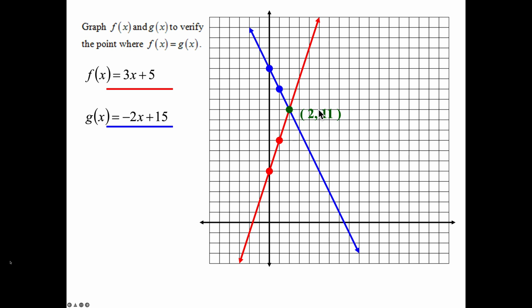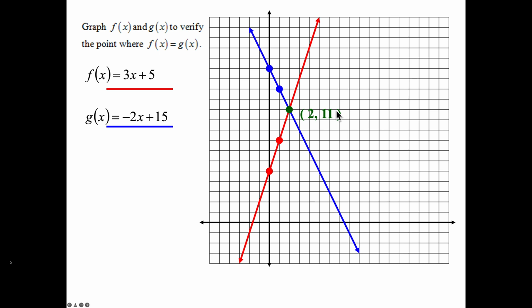Now, the 11, I could have also gotten that algebraically. Once you find the value of 2, when we did it algebraically earlier, take the 2, plug it into either function. 3 times 2 is 6, plus 5 is 11. Negative 2 times 2 is negative 4. Negative 4 plus 15 is 11.